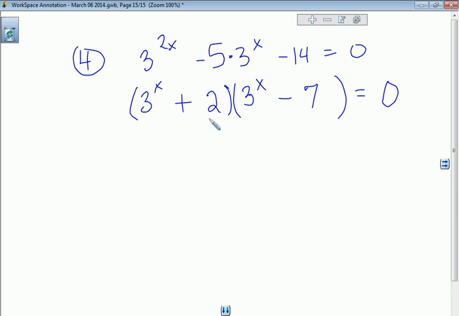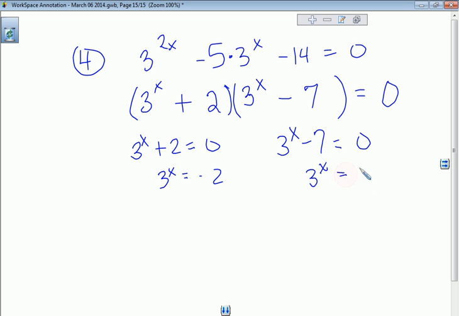It does work. If we used n substitution, we'd see it clearly. That does give us the negative 5 and the negative 14. So we set this one equal to 0, and this factor equal to 0. And so we get 3 to the x equals negative 2. There's no solution there. 3 to the x equals 7.